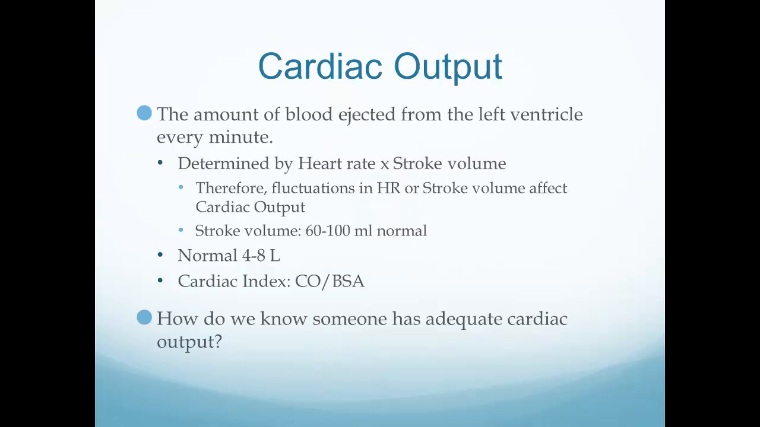Cardiac output is the amount of blood that is ejected from the ventricle every minute. So in order to determine how much blood is ejected from the heart in a minute, we have to look at the heart rate, because the more times per minute the heart beats, the more blood it's going to pump out. And we have to look at the volume of blood that was in the ventricle when the ventricle contracted. So we have to put those two things together.